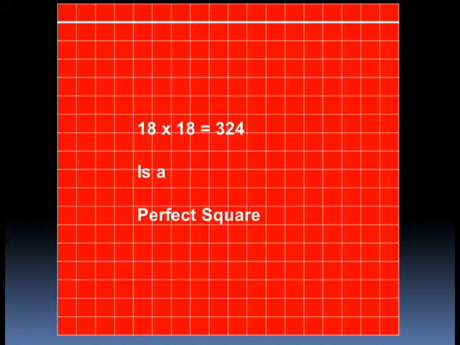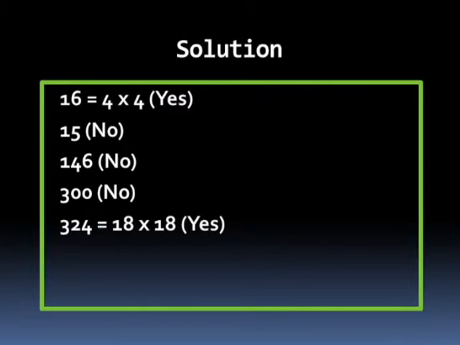What about the number 324? 324 is a perfect square because 324 is equal to 18 times 18. So if we draw a big square, 18 on the length and 18 on the breadth, you get 18 times 18, and 324 cm squared. If you try the numbers by yourself, you find that 16 is a perfect square and 324 is a perfect square. All the rest are imperfect squares.